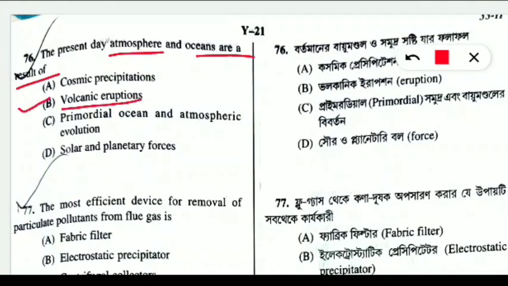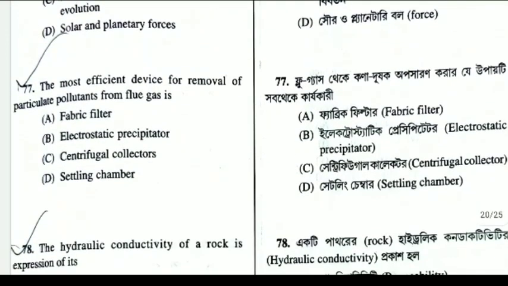Volcanic eruptions are the major reason for the present day atmosphere, because they release the gases and they interact with the atmospheric chemicals and they result in the atmosphere of our ocean and present day atmosphere. So this is the correct option, option B. Coming to the next question, question 77.